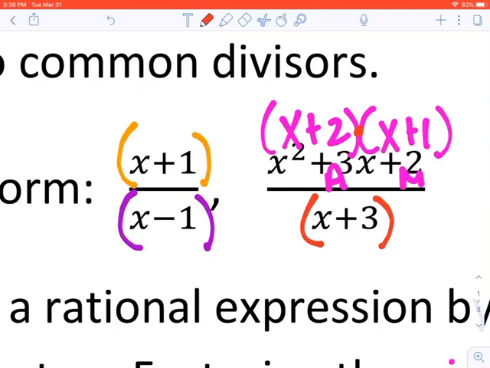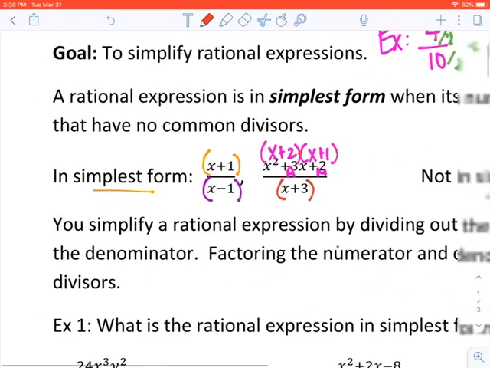Okay, and that one is completely different than the x plus 2 and the x plus 1, so there's nothing to factor. This would be a simplified rational expression. There's nothing you can do, okay? We're going to look more at this as we look into our examples.